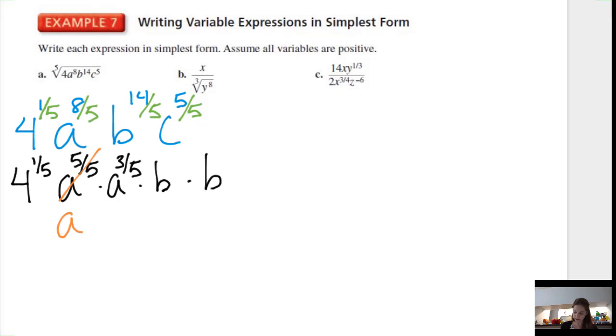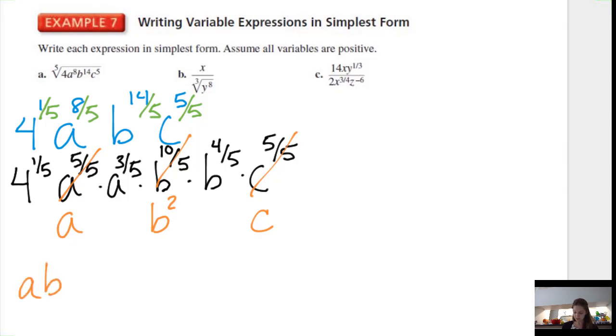I can rewrite this. The numerators need to add to 14, and I want to get rid of any perfect fifth factors. So b to the 10/5 and b to the 4/5, because b to the 10/5 is just b squared. And I have c to the 5/5, which is a perfect fifth factor, and that is c. So I'm finally going to write this as a b squared c.